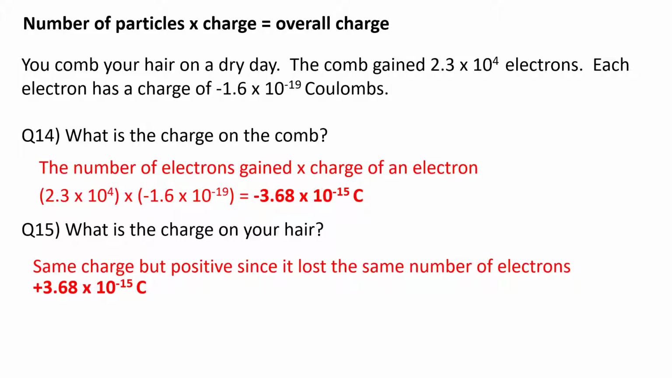What's the resulting charge on your hair? Well, it's just going to be the opposite, because if they were neutral, when you put these back together, you'd end up with 0 coulombs, or a neutral object again. So whatever one gets, the other one lost the electrons, and therefore it's going to have the positive charge.